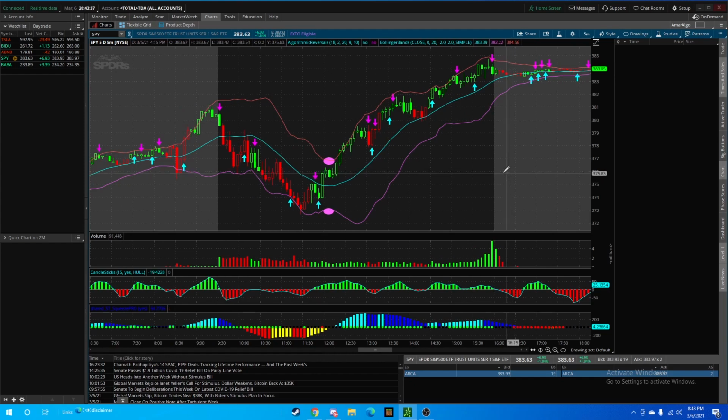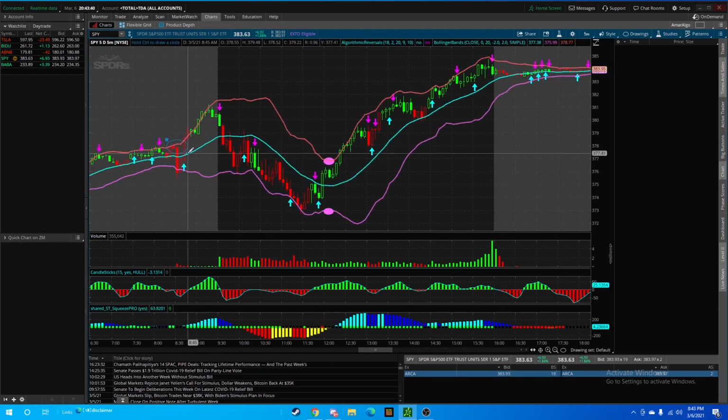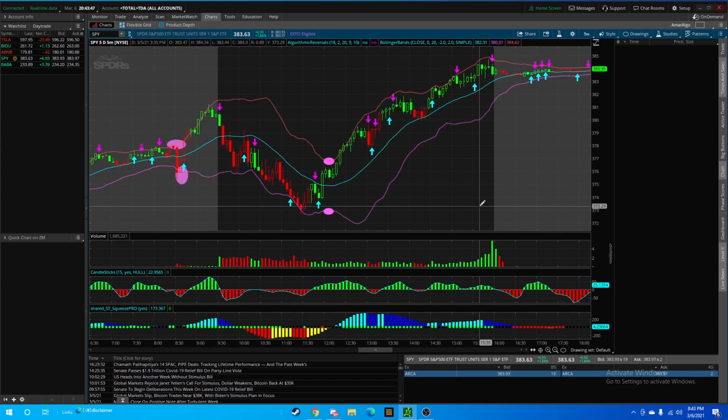But I'll be showing you guys more examples of this pinch and disperse method on the Bollinger Bands, more on my Twitch streams and stuff.